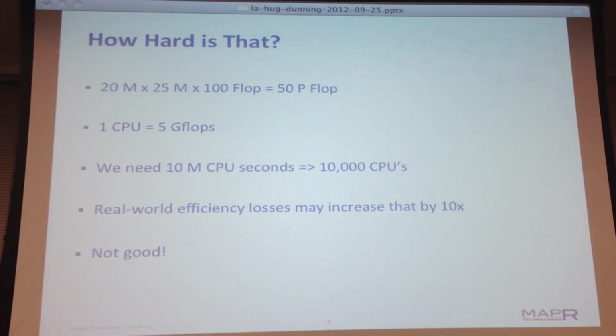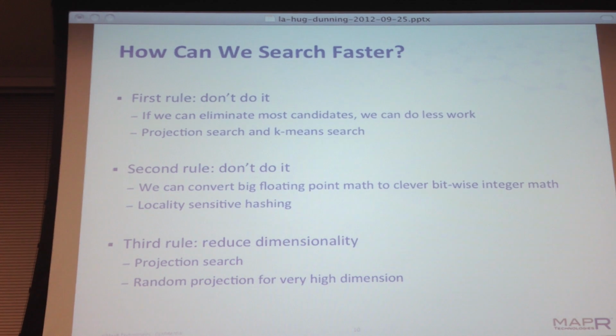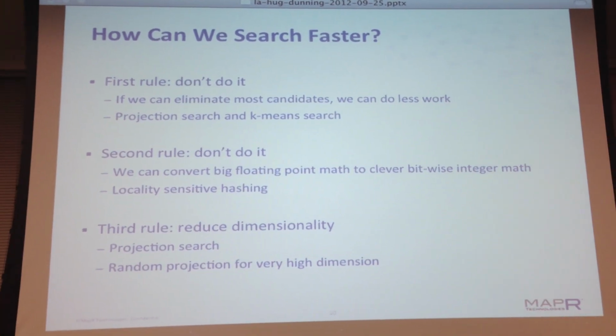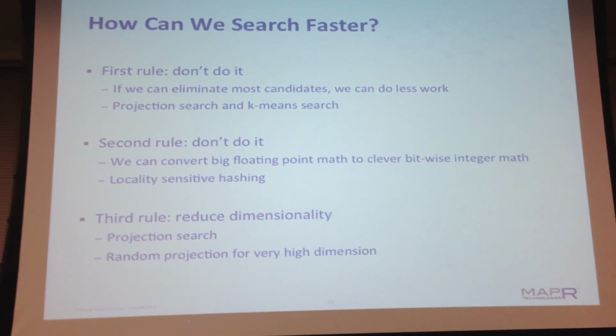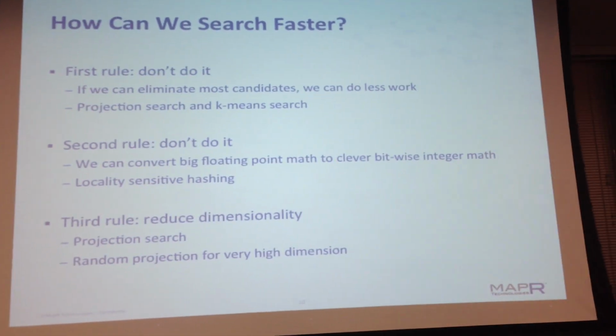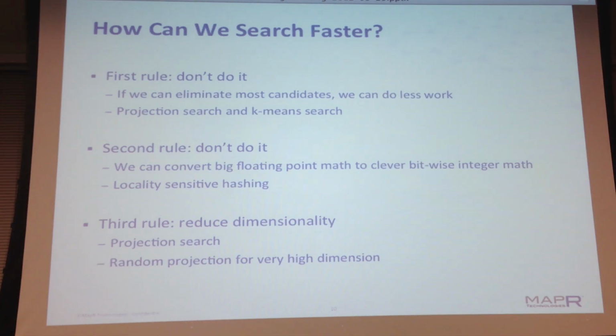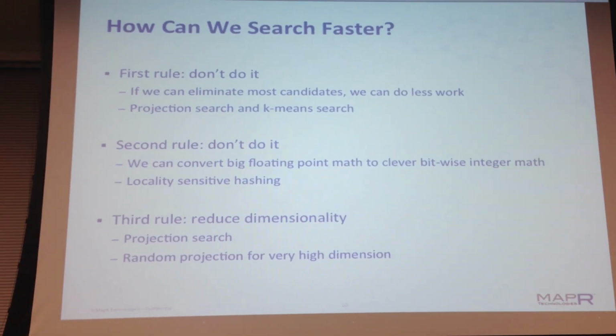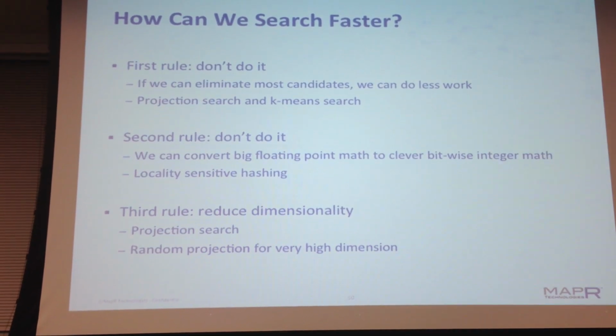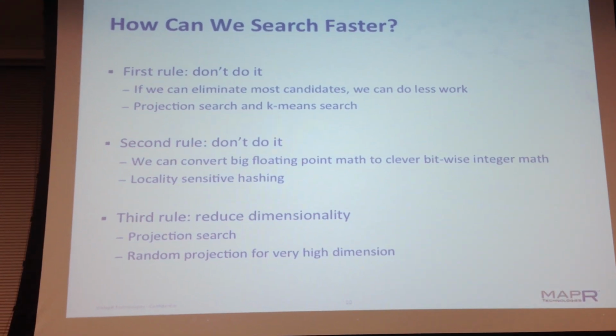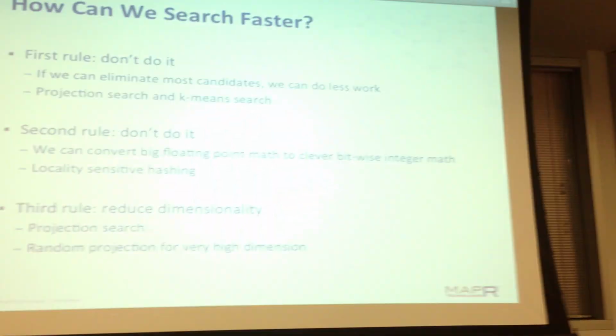So we need to do better. And so the first rule of optimization, of course, when you have a big task and many pieces, is don't do that. Work you don't do is work that doesn't cost you anything. And so if we can eliminate most of the candidates that are going to be far away anyway, we don't need to find out how far away they are, because they're losers. They're far away. And so the trick is to do that sieving away early.